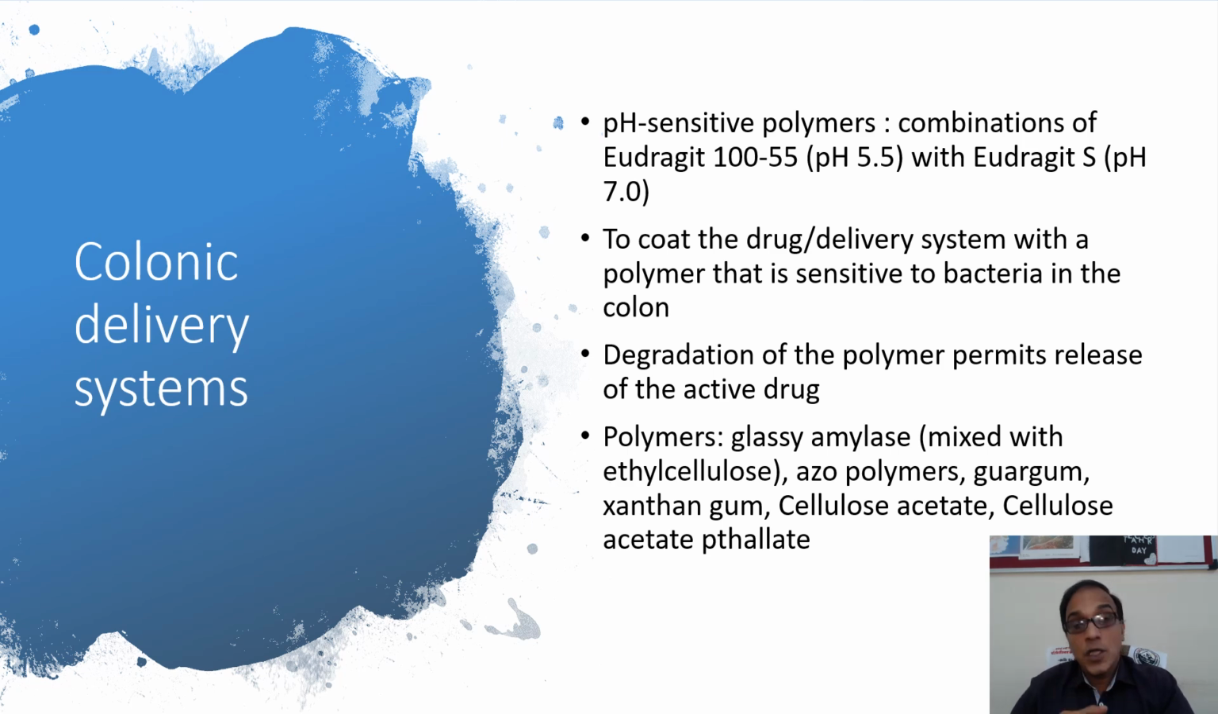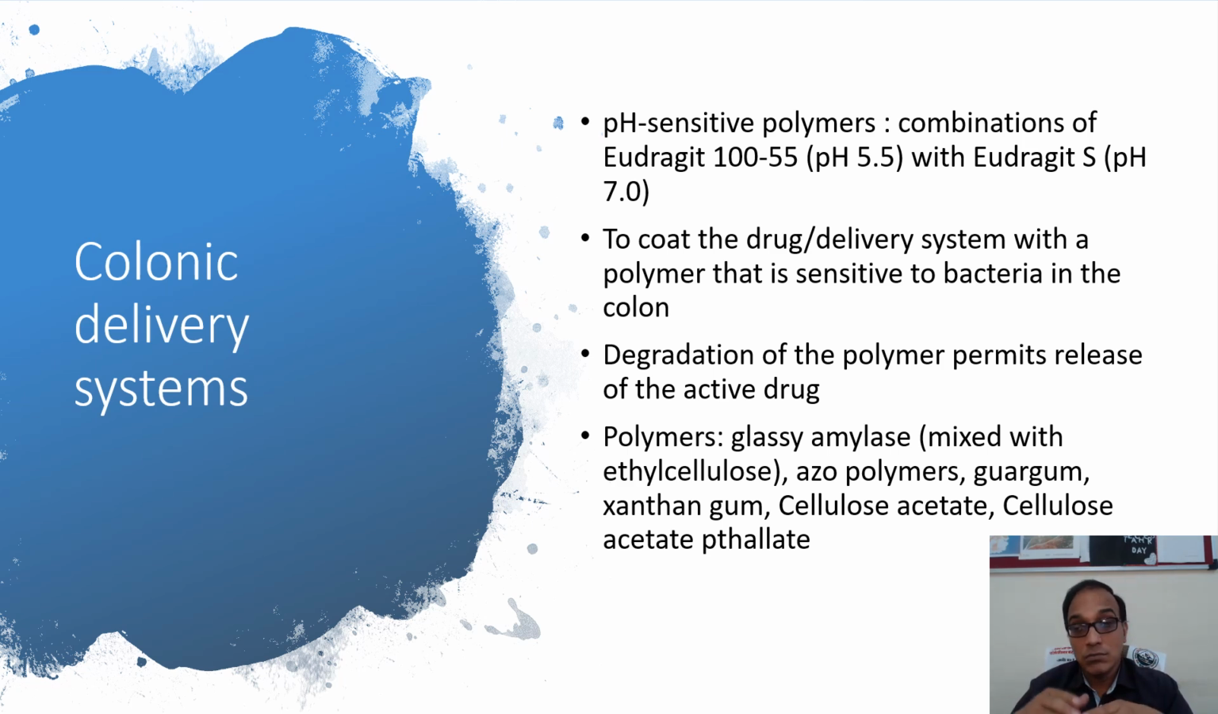Colonic delivery system. Now we want to target the colon. pH sensitive polymers are there. You can have a pH sensitive polymer combination. We have given you homework on pH sensitive polymers. Let me give you an example: a combination of Eudragit L100-55, which is pH 5.5, and Eudragit S, which is pH 7. You can take a blend of one or more polymers which are sensitive to a change in pH for their degradation and the release of the drug.